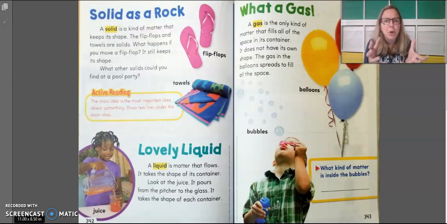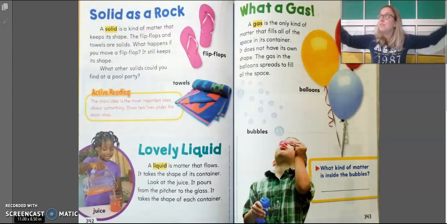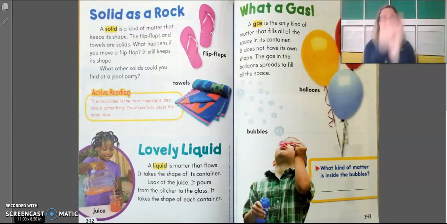Think about smoke. When you see smoke coming off of a fire and you see it floating up into the air, it's filling the space. If you were to capture that smoke into a container, you would see it fill the container. Okay, so gas spreads out to fill whatever container we put it in.